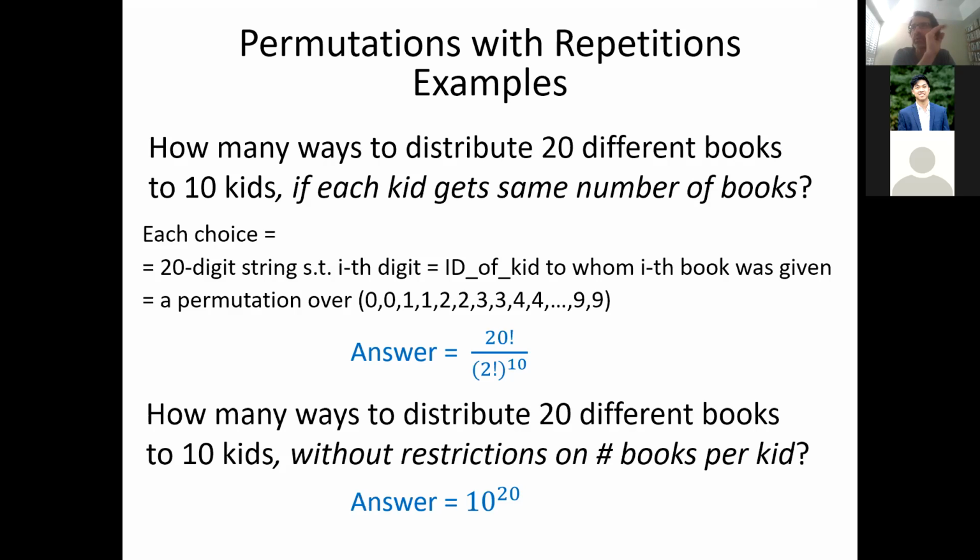Okay, so first I order the books. There's a book 1, book 2, book 3, book 4, and book 20. Let's represent them as indices: first, second, third, fourth, 20. Now I'm choosing, for the first book, which kid gets it. I have 10 choices. The second book, which kid gets it? I have 10 choices. Third book, which kid gets it? I have 10 choices. So it's 10 times 10 times 10 times 10, 20 times. Okay, that makes sense. Yeah, that's exactly the same.